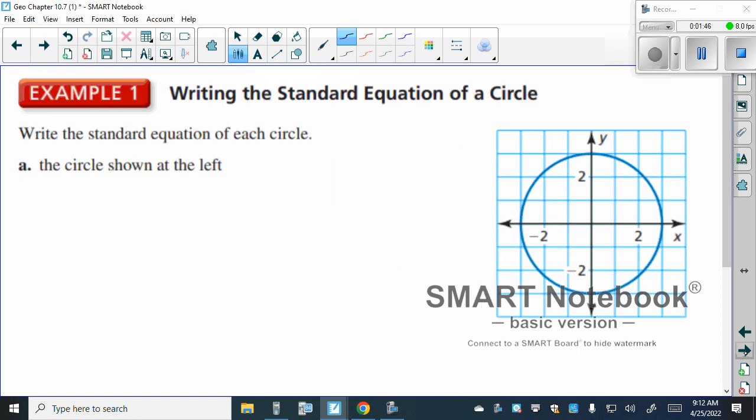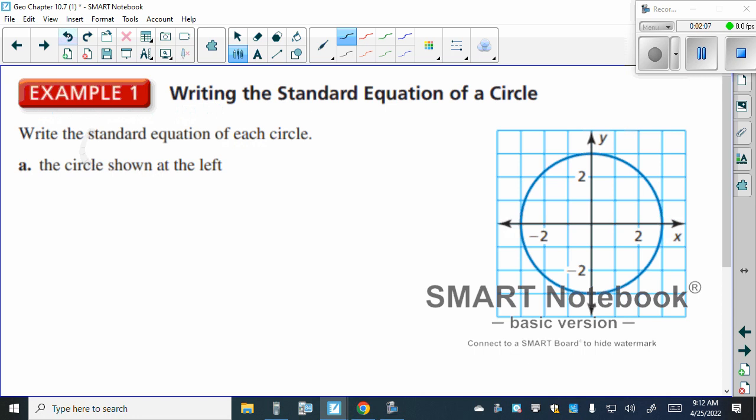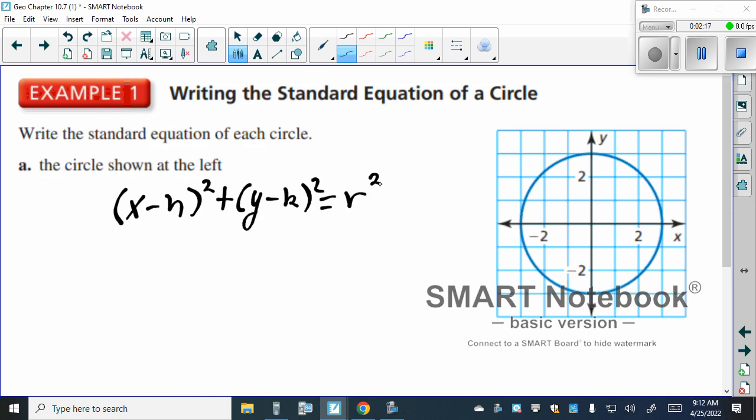Now we look at this first example. So we're on the second page now. Write the standard equation of a circle. So we want to write the standard equation of this circle here. Now the standard equation is given to us by the formula x minus h squared plus y minus k squared is equal to the radius squared. H and k is going to be the center.